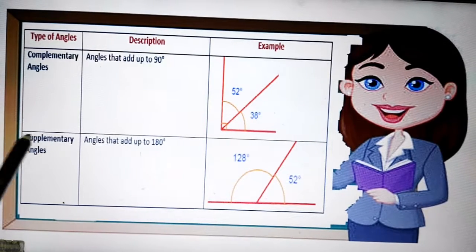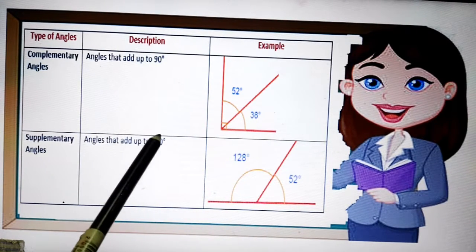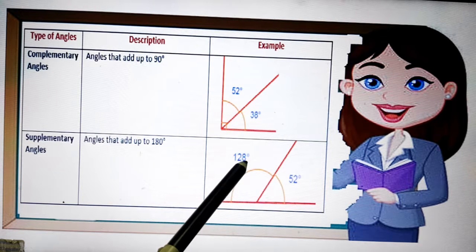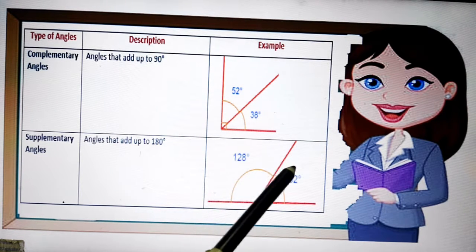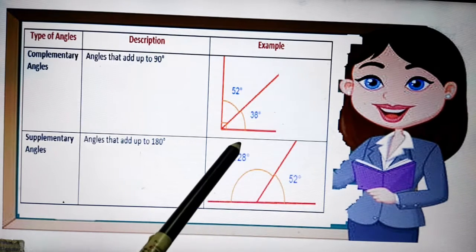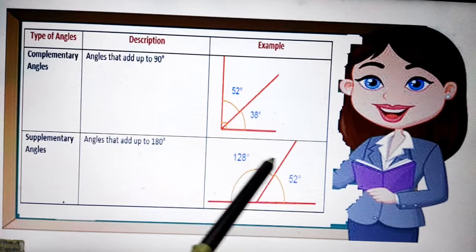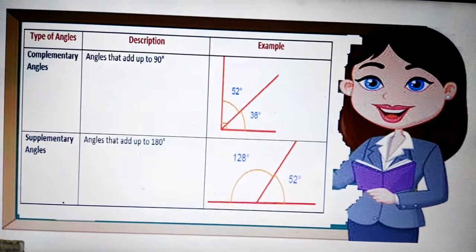Now supplementary angles: angles that add up to 180 degrees. Here are again two angles, 52 degrees and 128 degrees. When we add these two adjacent angles, 52 degrees and 128 degrees, we get 180 degrees. So these two angles are supplementary angles.